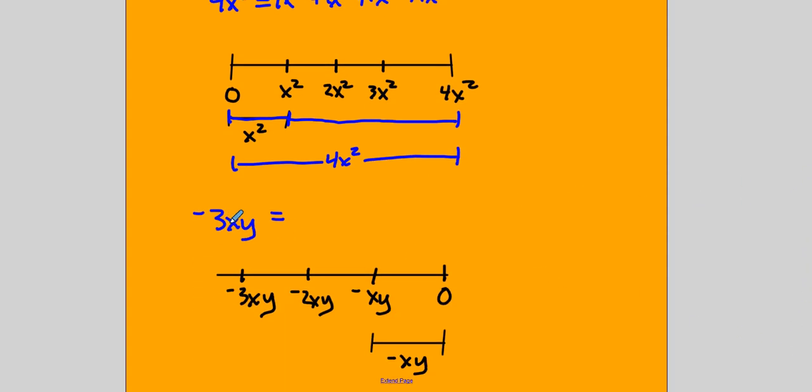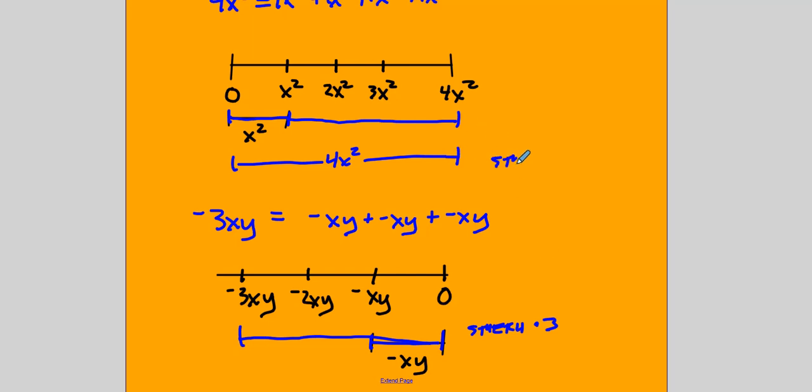Then we have things like negative 3xy. Literally this means negative xy added to itself 3 times. This means negative x times y. Using that stretch idea, if this represents negative xy here, this would be negative 2xy, and then this would be negative 3xy. So this is a stretch times 3, and this other one we could say is a stretch times 4.